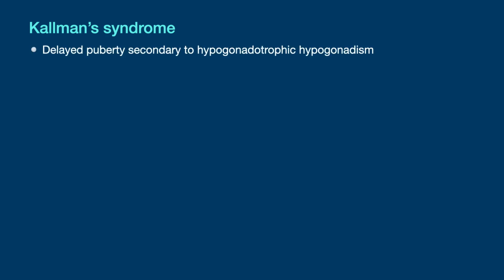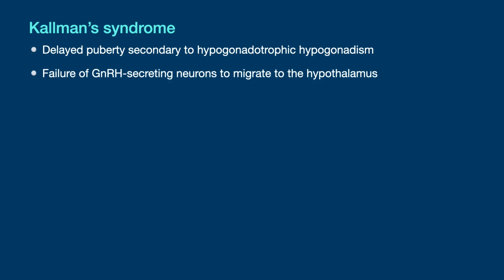Let's look at the first disorder, which is Kallmann syndrome. Kallmann syndrome is a recognized cause of delayed puberty secondary to hypogonadotropic hypogonadism. It is usually inherited as an X-linked recessive trait caused by the failure of GnRH secreting neurons to migrate to the hypothalamus, leading to gonadotrophin releasing hormone deficiency. This may arise due to the abnormalities of KAL1 and KAL2 gene abnormalities.